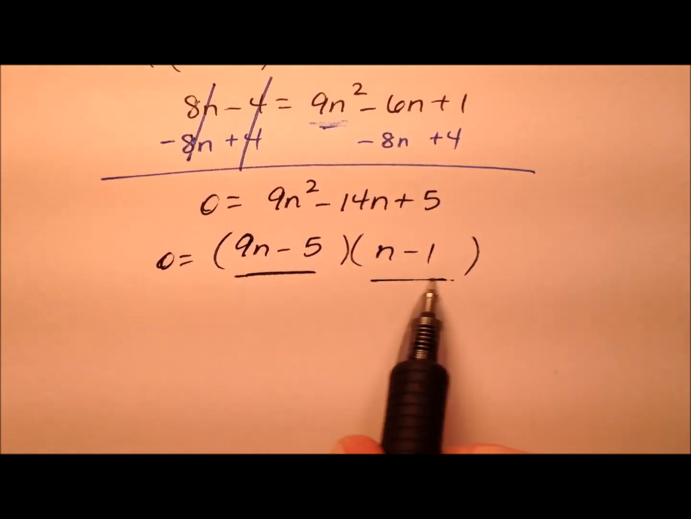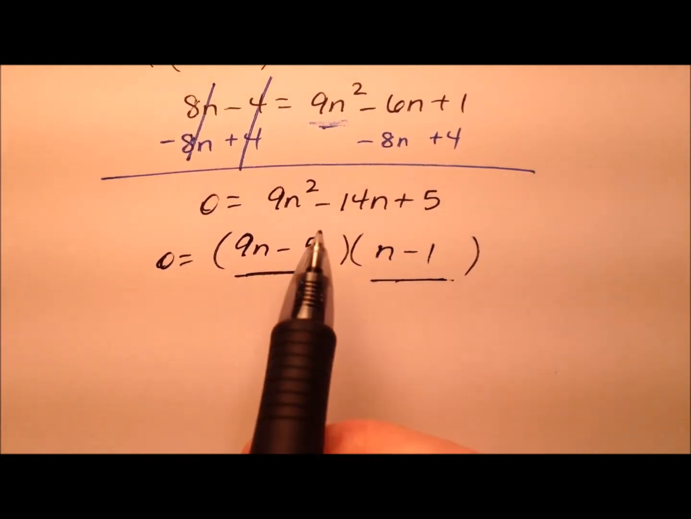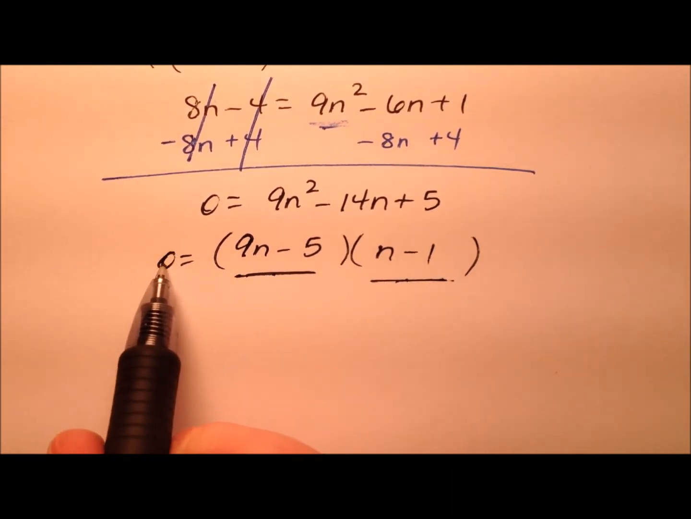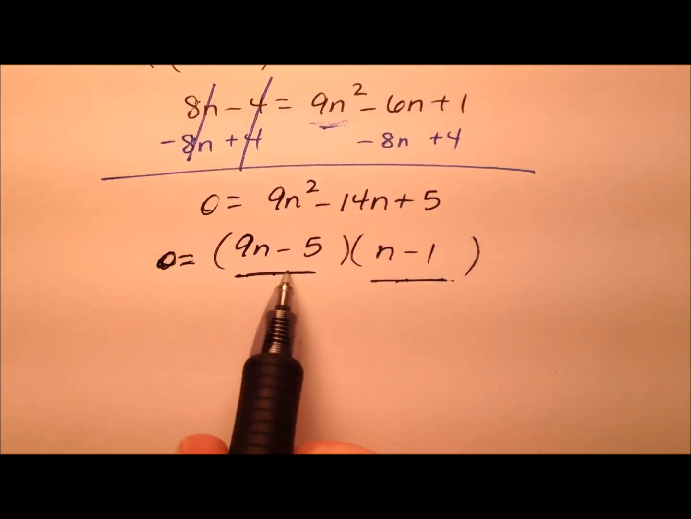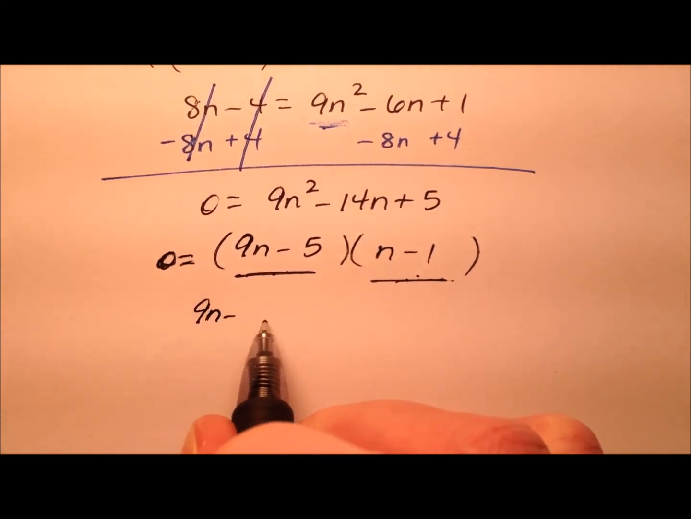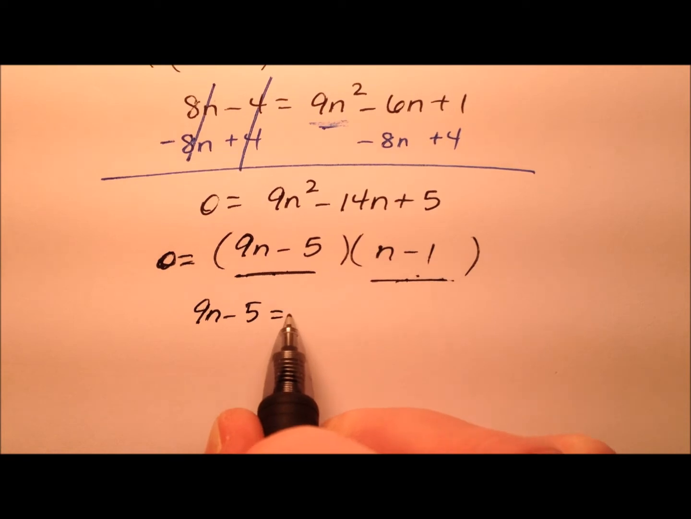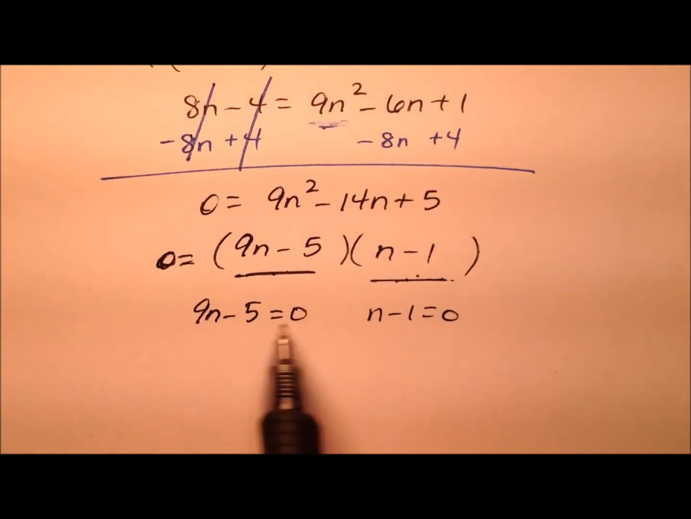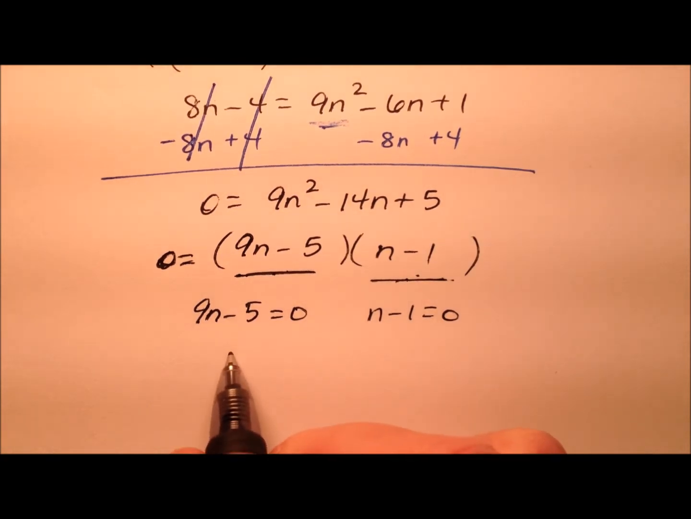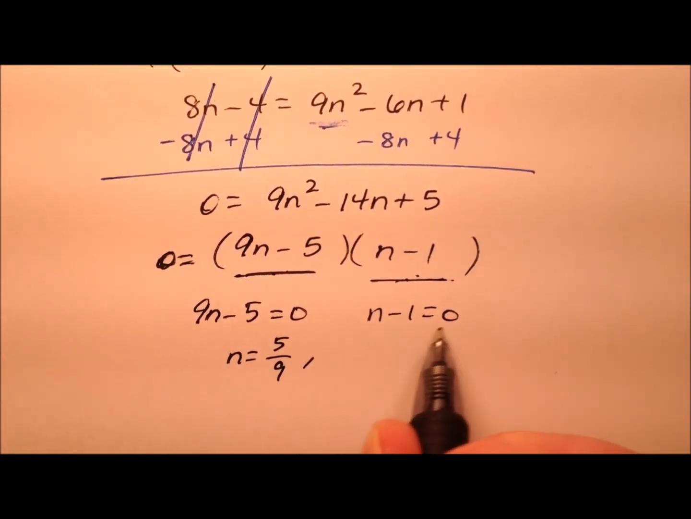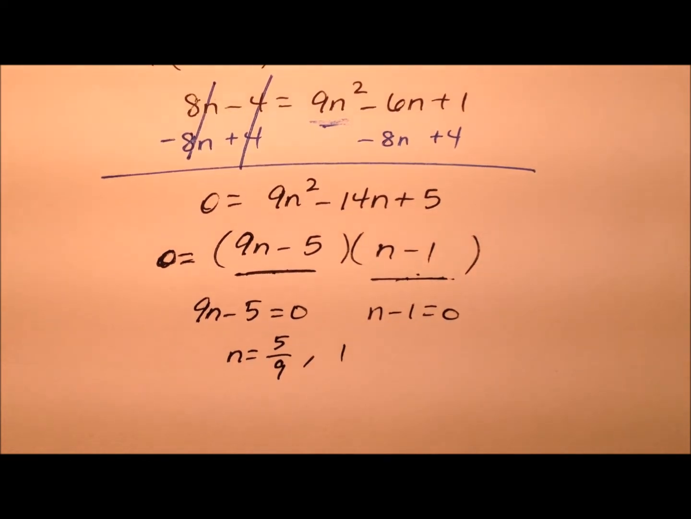We can use our zero property of multiplication because we have a couple of factors, and we know when we're multiplying them we get 0. That means one of those has to be 0, so we'll accommodate for both of them. We'll say 9n minus 5 equals 0 and n minus 1 equals 0. When we solve each of these equations independently, we have n equals 5/9, and we have, it looks like, n equals 1.